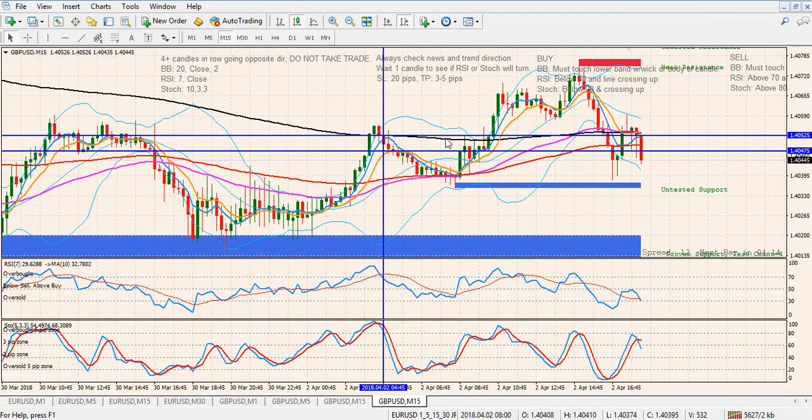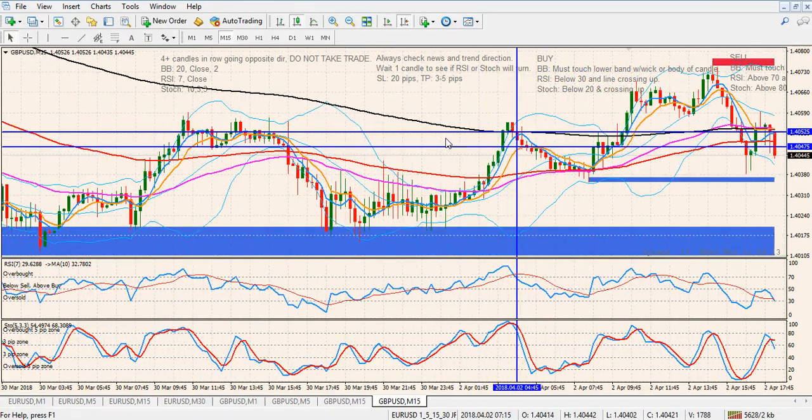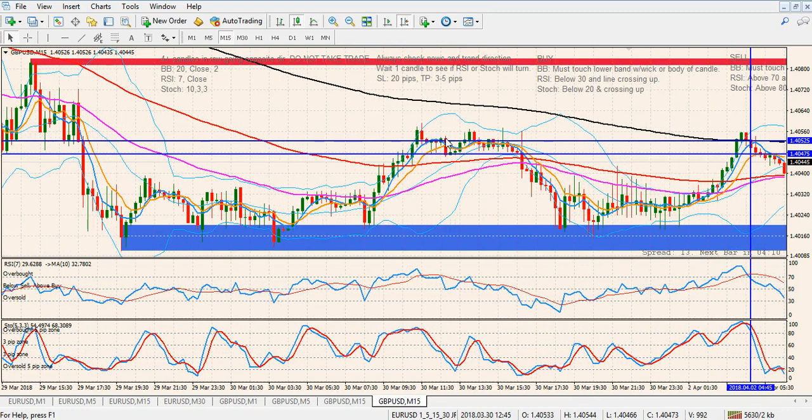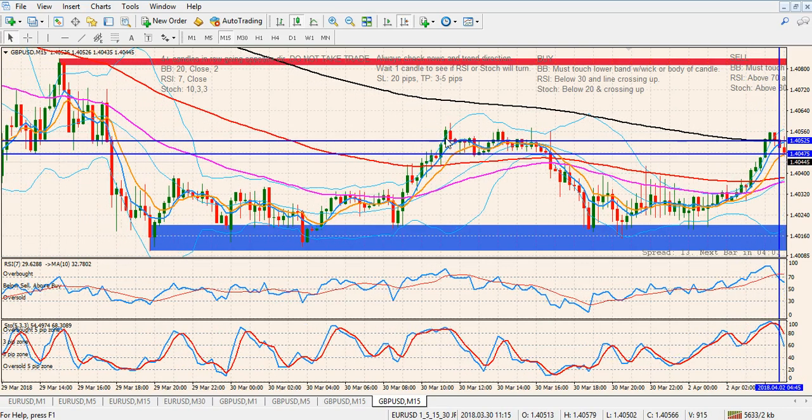Whoops. I keep going in the wrong direction here. To move one candle at a time, forward is function F12. To go backwards is Shift F12.